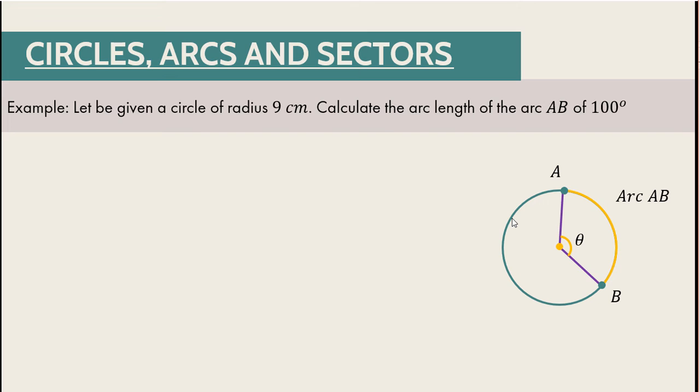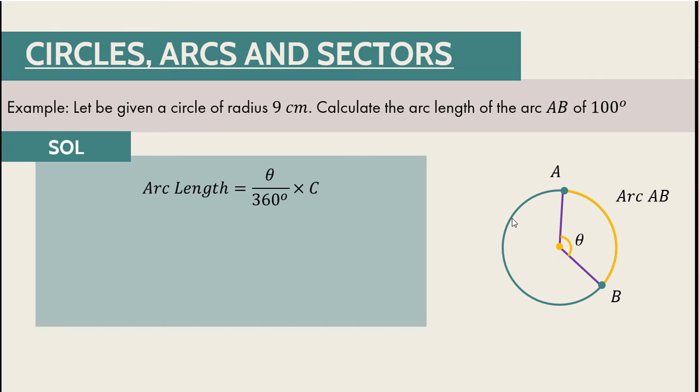Here we have an example. Let there be a circle of radius 9 centimeters. Calculate the arc length of the arc AB of 100 degrees. Okay, I think 1 minute is enough for you to solve this problem. Okay, have you all got the answer yet? I bet you have.